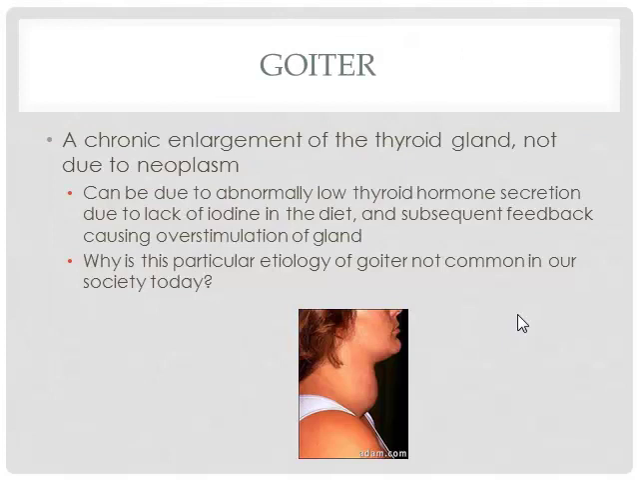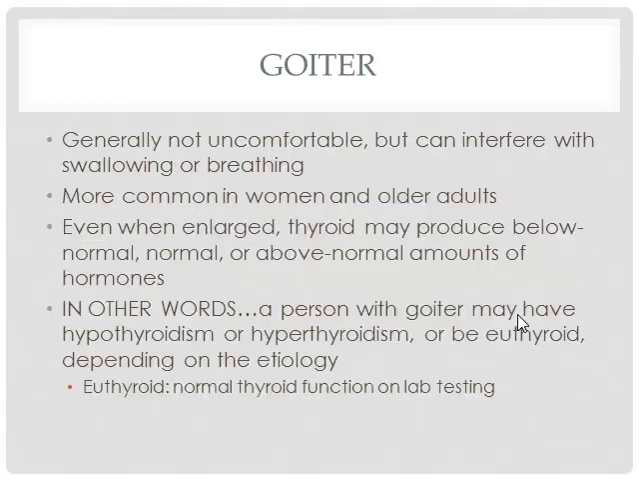Goiter is another condition. It's a chronic enlargement of the thyroid gland. It's usually not due to a cancer. It can be due to low thyroid hormone secretion due to a lack of iodine in the diet. And so if iodine is not available in the diet, then the individual winds up with goiter and low thyroid hormone. So this is showing you the enlarged area there of the thyroid gland. And why it's not common is because most of the time we're taking in enough iodine into our diet.